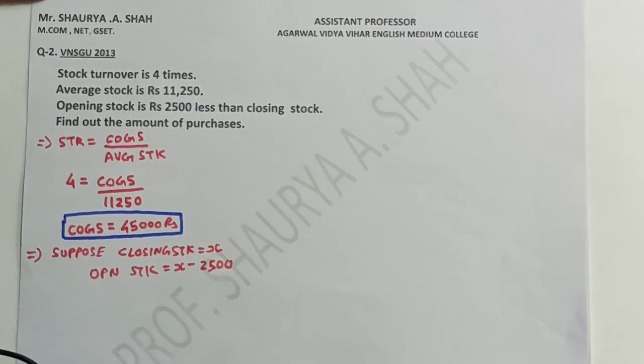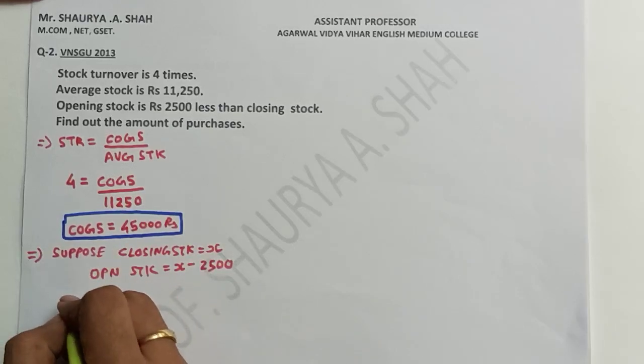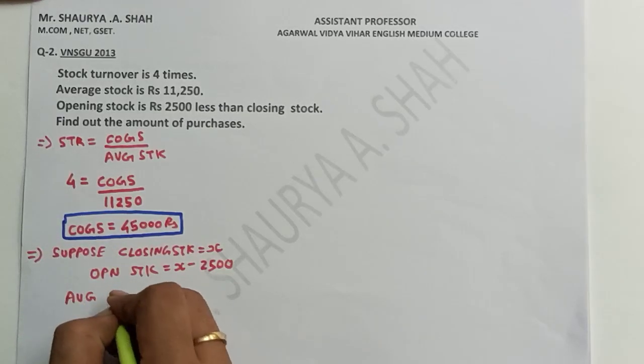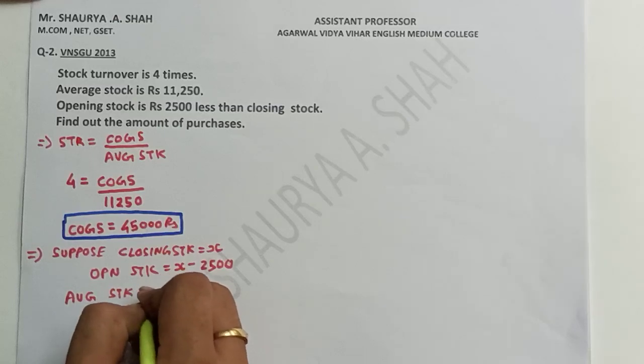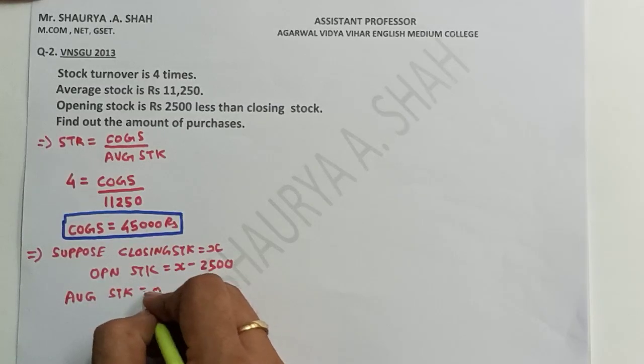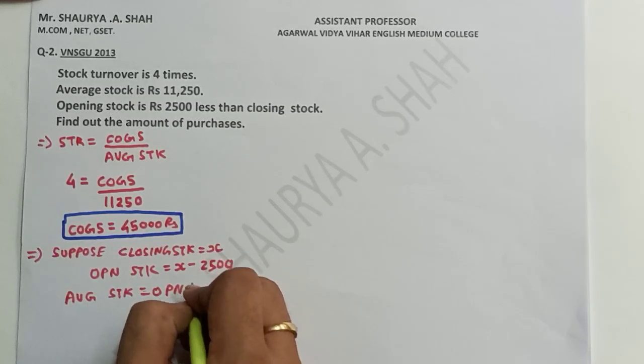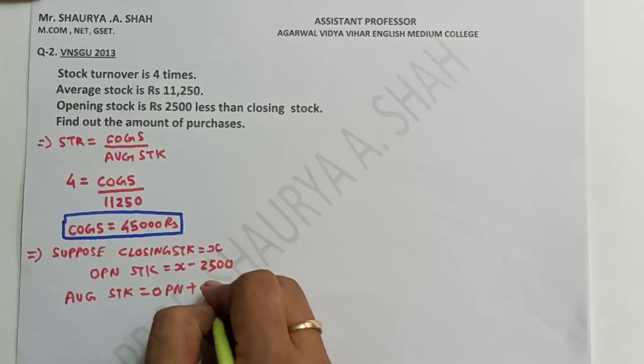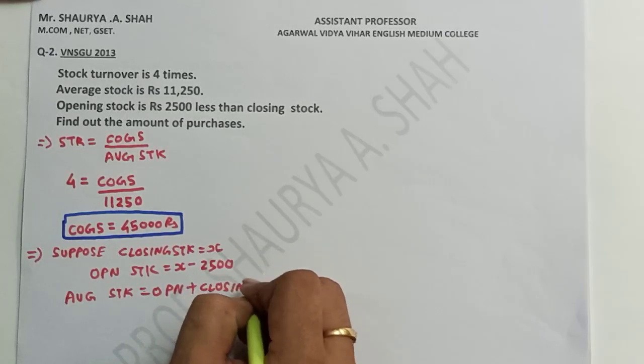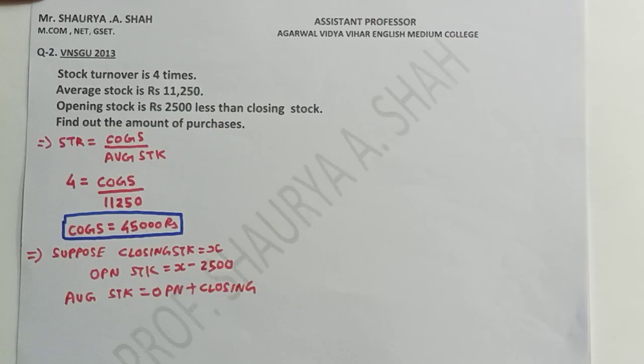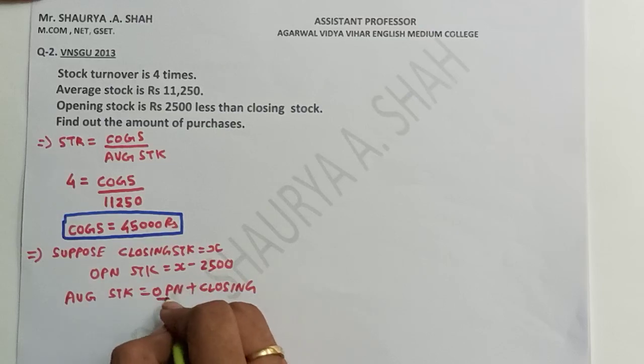Fine. Now putting up in the formula of your average stock, what is the formula? Average stock is equals to opening plus closing divided by 2.